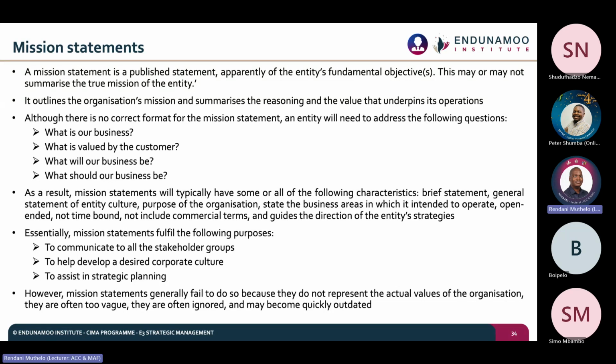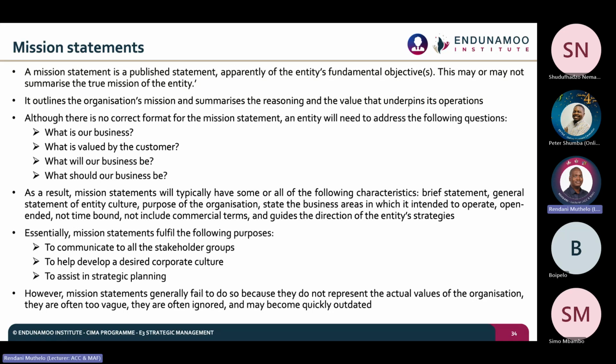Then essentially what we want to get from your mission, and what you need to be asking yourself about that statement, is: is it clear what your business is? And is it clear what is valued by your customers? If so, what will your business be and what should it be? These are the things you need to be thinking about when deriving a mission statement, because it needs to be general enough to capture all this. You should not have a mission statement that is too narrow, that is unable to cater for different things. It has to have some broad thinking, but be clear about it.